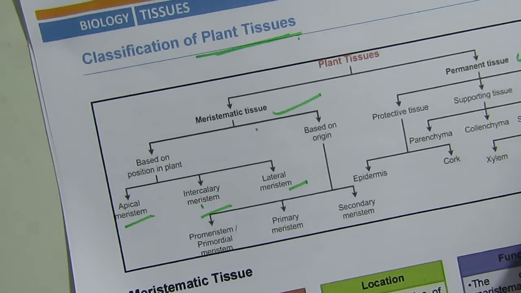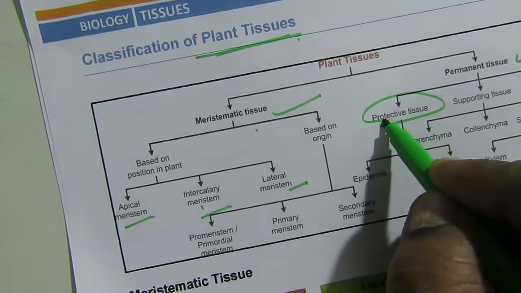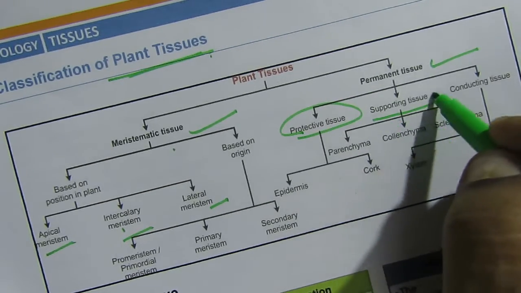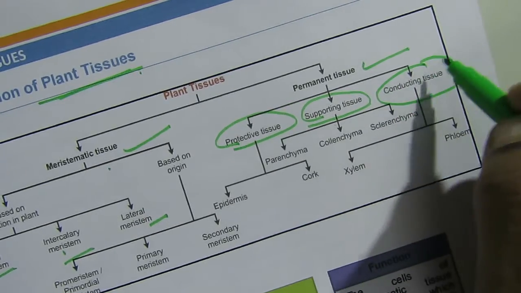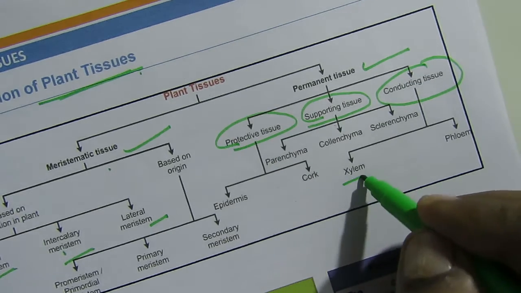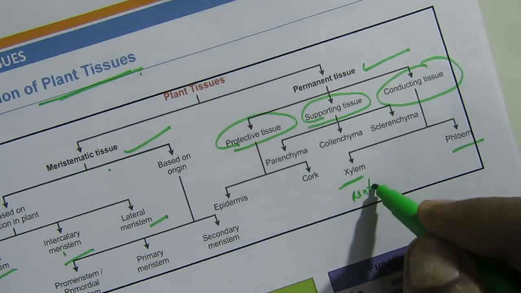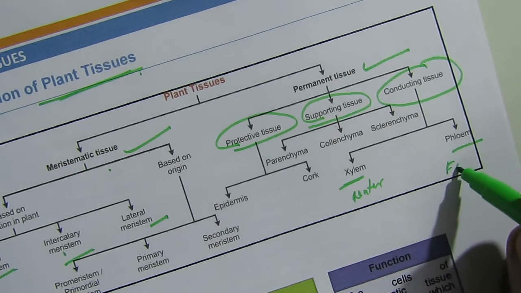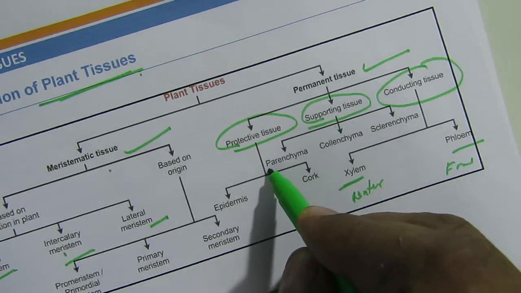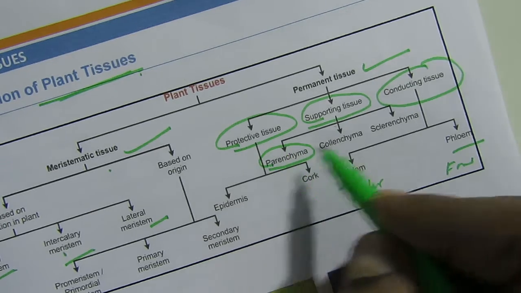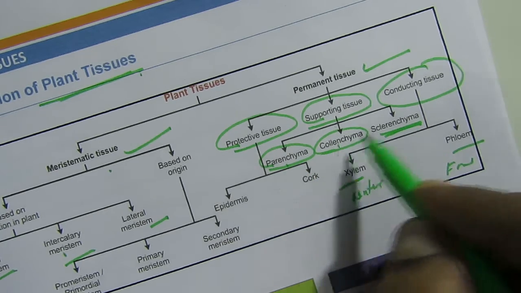But permanent tissues, if you see, we can divide them into three types, of course: protective tissue, which protects the plants; supporting tissue, which supports the body of the plants and does other functions also; and the conducting tissue. These conducting tissues conduct either water or food. Xylem conducts water, that you have learnt in other classes also, and phloem conducts food. Now in supporting simple permanent tissue there are three: parenchyma, collenchyma and sclerenchyma. These two are living tissue and this is dead.